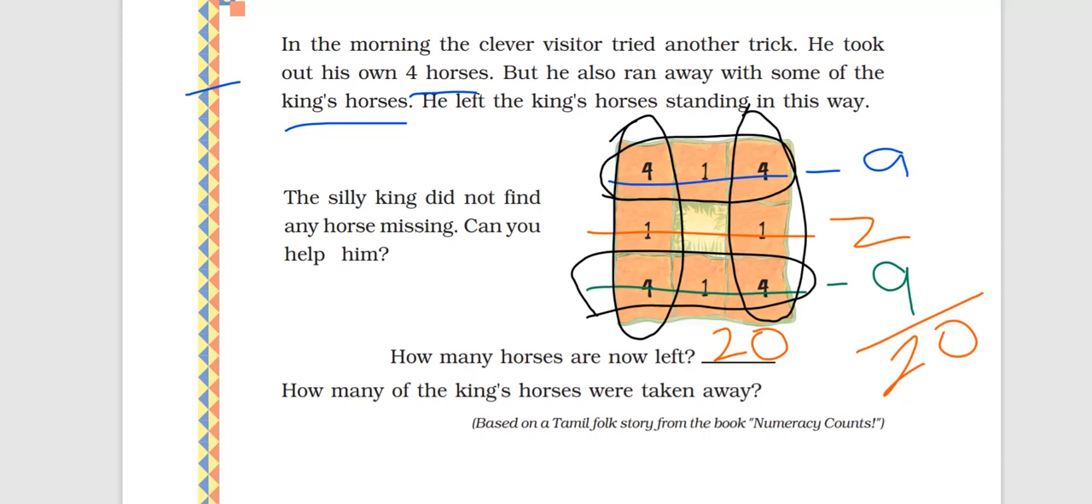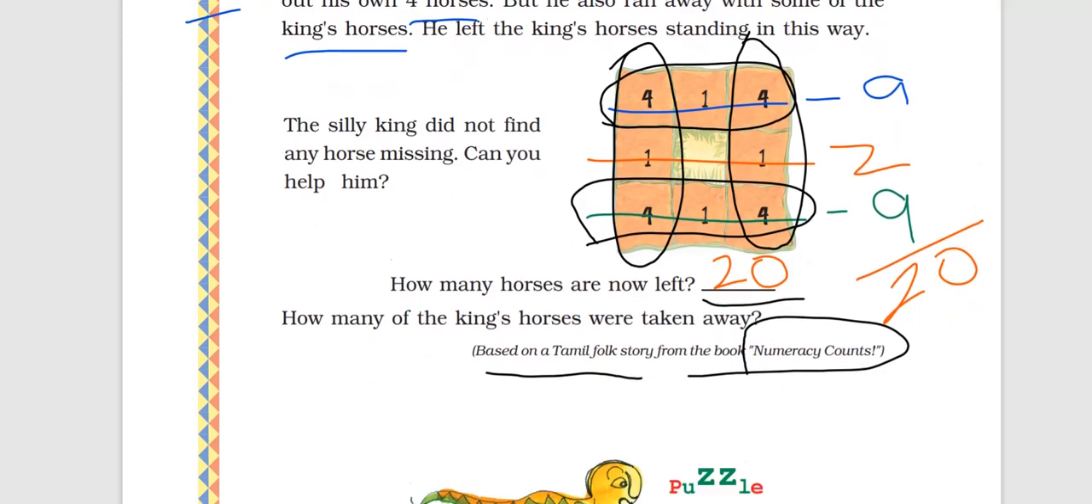So according to the king, he had 9 horses in each of the rows or columns that he counted, and he would have been satisfied that all his horses were in his stable. But in reality, there are only 20 horses left. So it is very, very important that we know our numbers, and it's also very, very important that we know how to count. Okay? This story is based on a Tamil folk story from the book called Numeracy Counts. Right? It's important we know our numbers. Numeracy counts. It is very, very important. Just like literacy, numeracy is also important.